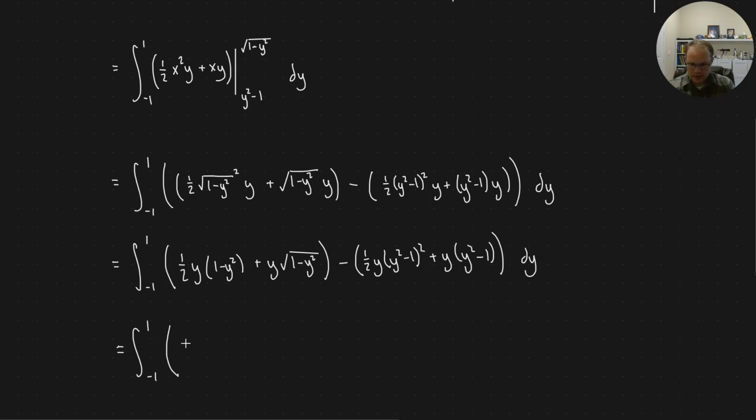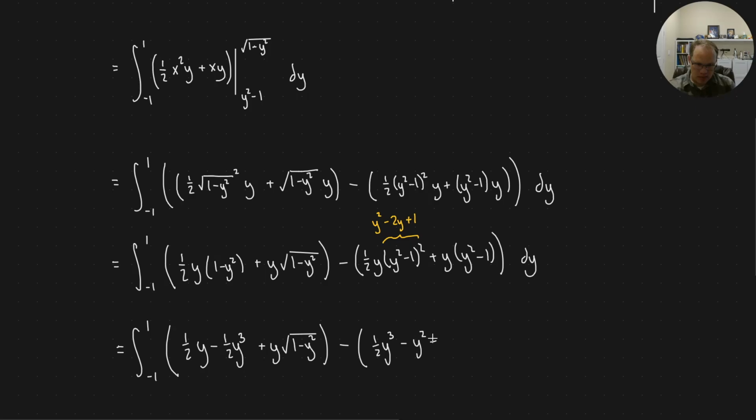So I get 1/2 y minus 1/2 y cubed. Just distributing this in. Okay, now here there's not much I can do. It is what it is. So I'm just going to leave that as it is. Now in here, y squared minus 1 squared, if I follow that out, that'd be y to the fourth minus 2y squared plus 1. And then multiplied by the half y, I'd get 1/2 y cubed minus y squared plus 1/2 y. And then here, distribute that also. I get y cubed minus y.